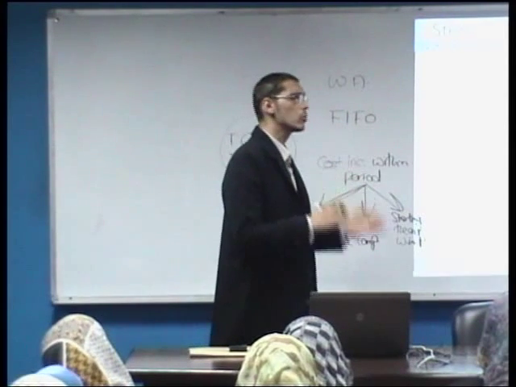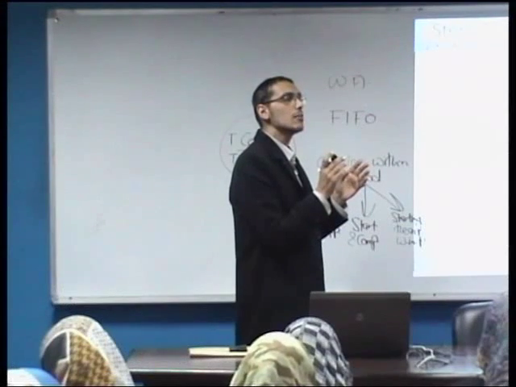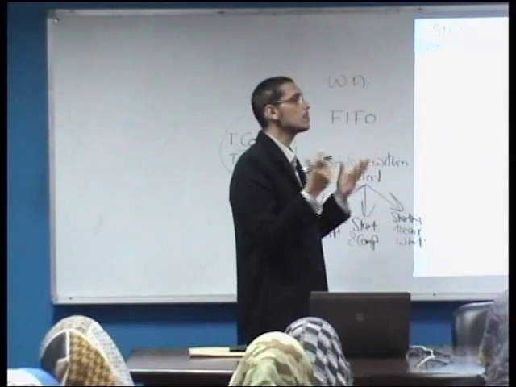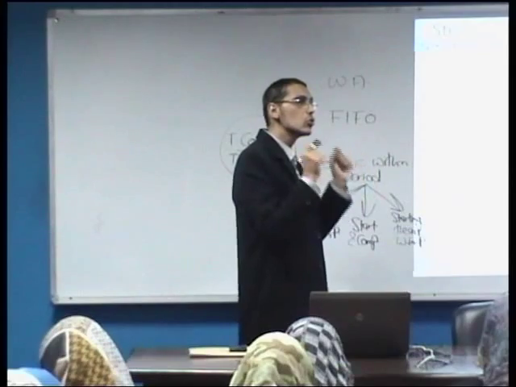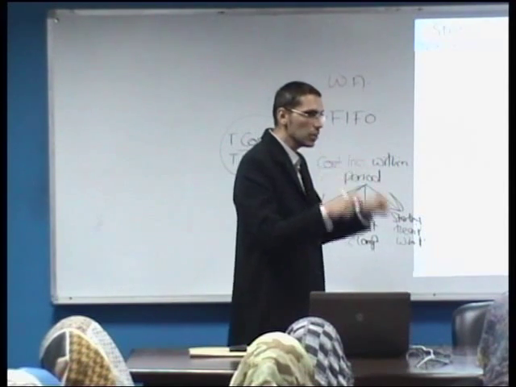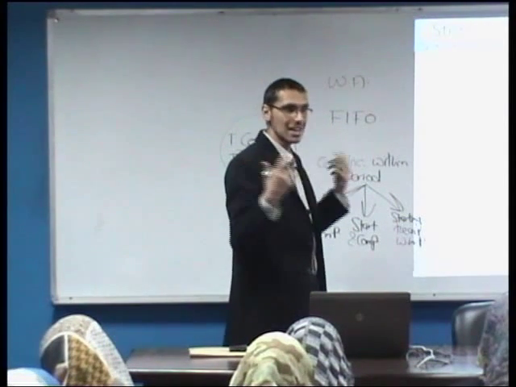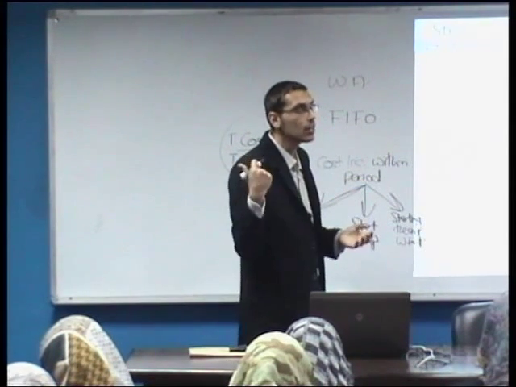Let us now consider steps number 1 and 2. We said that we are going to first of all summarize the physical units and then calculate the equivalent units for the physical units. Of course, the first difference between the weighted average and the first in, first out method is in step number 1. The physical units here should be separated according to the units that were started within this period and the units that were started within previous periods. As we said, in the FIFO method, we are going to separate. We are not going to blend like the weighted average method.